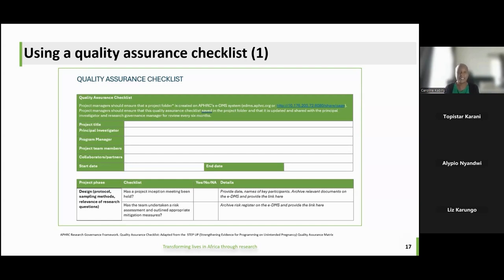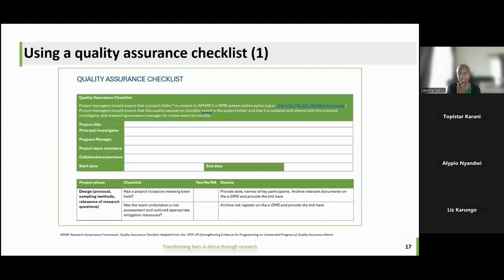So where you see EDMS, it means our electronic data management system. So a place where people can archive or store various documents related to projects. And it's really helpful for continuity. And if also you just want to refer to something, then you immediately know where to get to it.